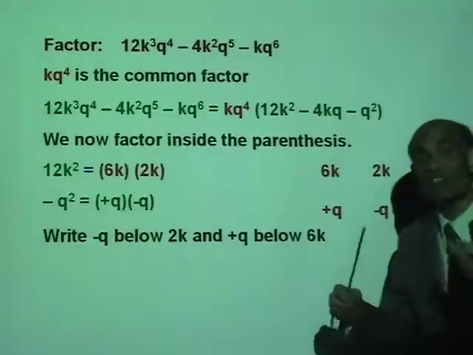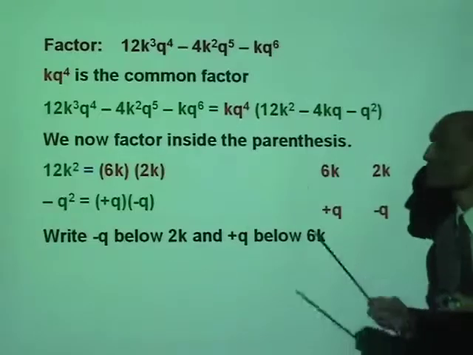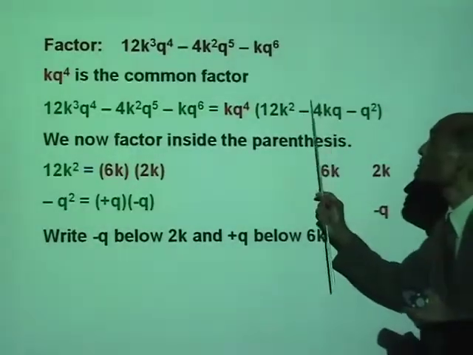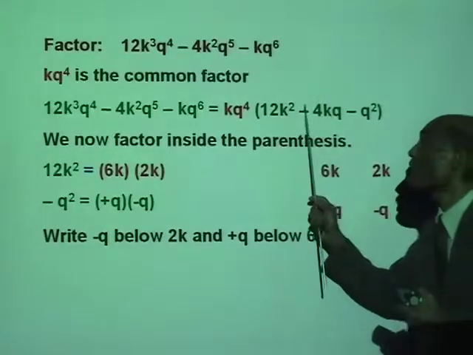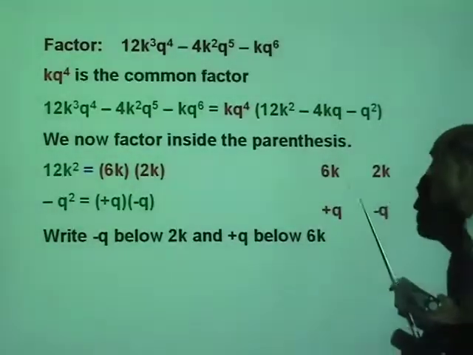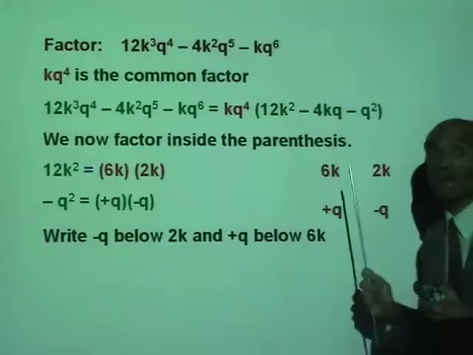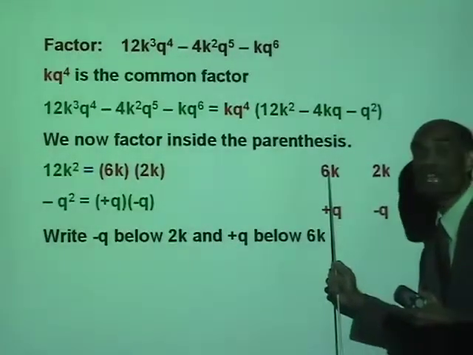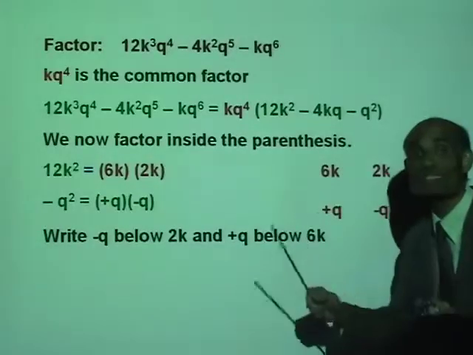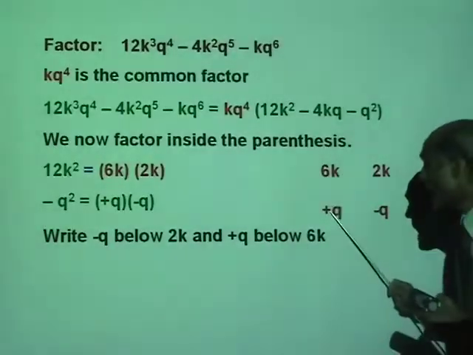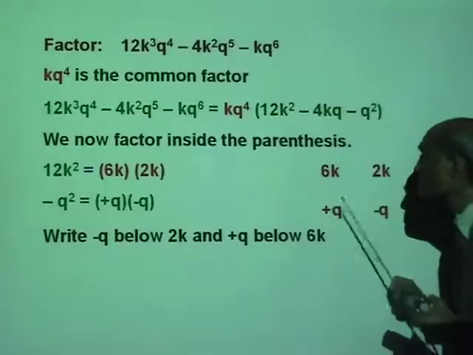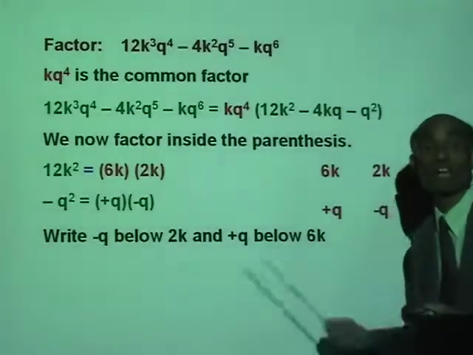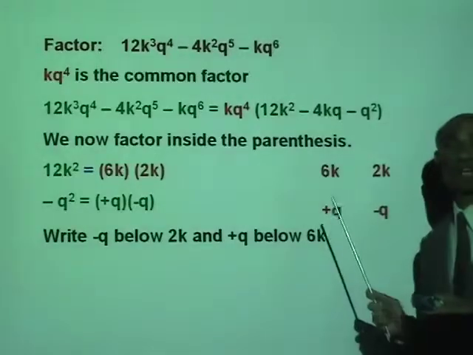I hope you understand the argument I'm using, keeping in mind the middle term. I need to produce a negative 4k cubed when I multiply and add. So negative k times 6k is negative 6k cubed, added to positive 2k cubed will give me that negative 4k cubed. That's why I wrote it like this.